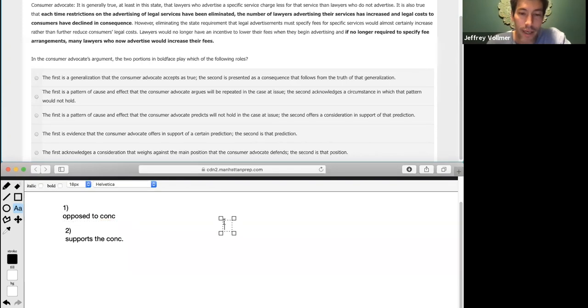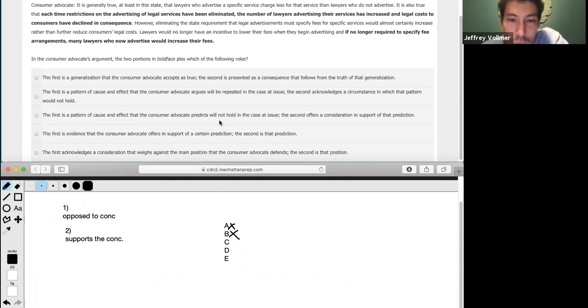So I need some answer choice that gets to both of those and their relationship, that the relationship between 1 and 2 is in opposition. The first is a generalization, accepts as true. Okay, the second is presented as a consequence that follows from that. Okay, the second does not follow from the first. They are not in agreement. They are on opposite sides here. The first is a pattern that the consumer advocate argues will be repeated. No, it's opposed to what the consumer advocate thinks is going to happen. It's opposed to the prediction, so B's out.